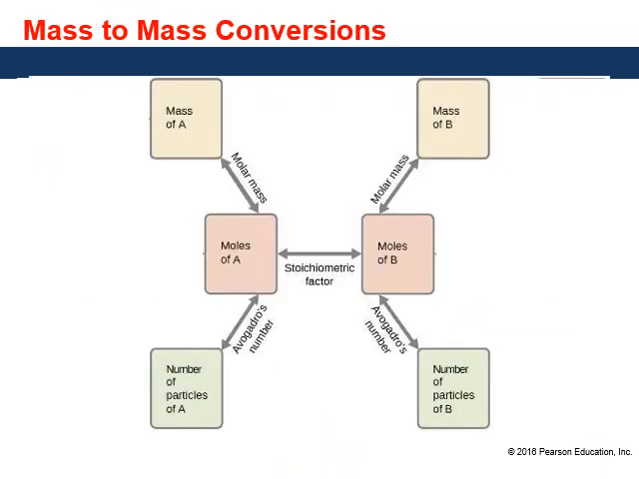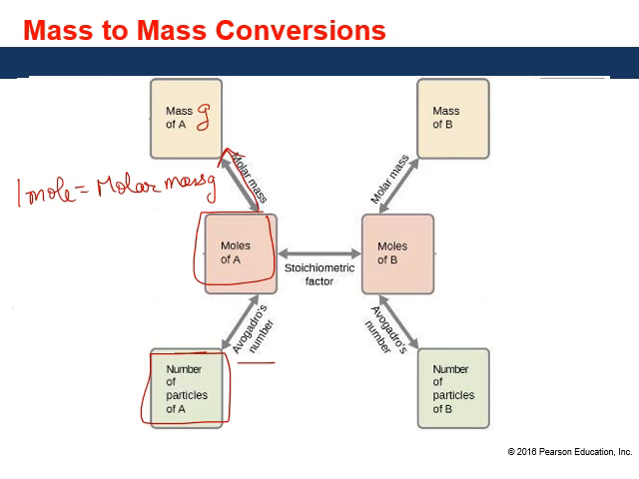Okay, so now we already saw previously that if I start with moles of one substance, moles of A, it can be related to grams of A or mass of A. How? Using molar mass, meaning 1 mole of a substance is equal to the molar mass of that substance in grams. Similarly, moles of A can be related to number of units, which is number of particles, using Avogadro number. Okay? 1 mole is equal to 6.022 times 10 raised to power 23.